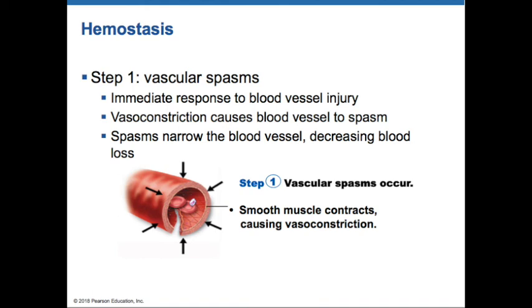And what does that mean? So vascular refers to the actual blood vessel, while spasms refers to contraction. So in vascular spasm, your vessel is going to immediately respond by contracting as much as possible so that the damaged vessel can close as tight as possible to prevent any further blood loss.